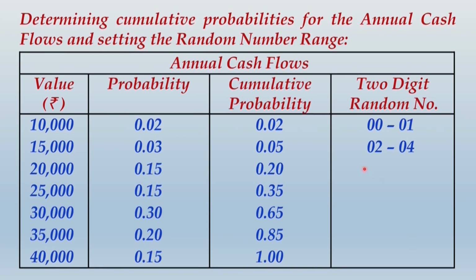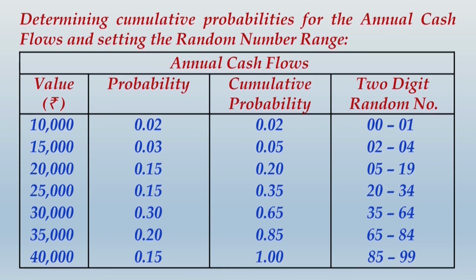The third range will begin from one number greater than 04, that will be 05, and because it is 0.20 given over here as cumulative probability, the range will end at 19. So it will be 05 to 19, then it will be 20 to 34, then 35 to 64, then 65 to 84, and then 85 to 99. Please don't just copy these figures, understand and note it down.